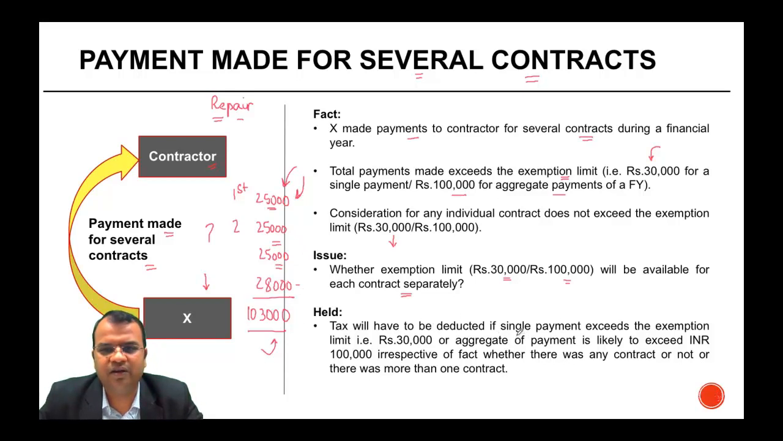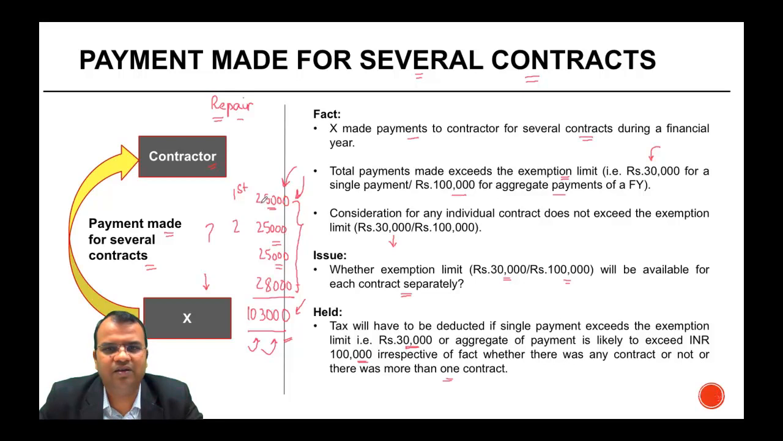Tax will have to be deducted if a single payment exceeds the exemption limit, that is 30,000, or aggregate payment is likely to exceed 1 lakh, irrespective of the fact whether there was any contract or not, or there was more than one contract. So what this means is that even though the total of 4 contracts is cumulatively exceeding 1,03,000, even if individually they are less than that 30,000 limit, it doesn't make a difference because the total exceeds 1 lakh, therefore TDS will have to be deducted.